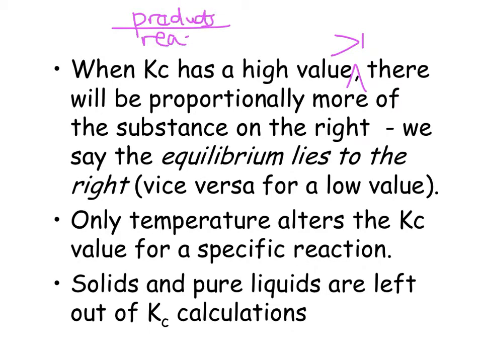So if I have more products, concentration, if we're more specific, if I have more product, then I will land up with a big number, bigger than 1. If I have more reactant, so in other words we're favouring the reverse reaction, then I would have a Kc value less than 1. So when Kc has a high value, there will be proportionally more of the substance on the right, in other words more product. We say that the equilibrium lies to the right. Obviously, the opposite is true of a low value.